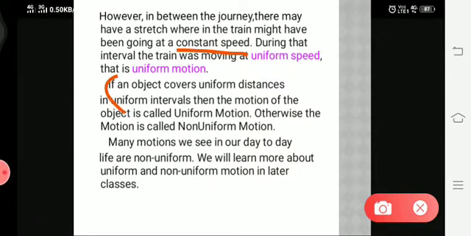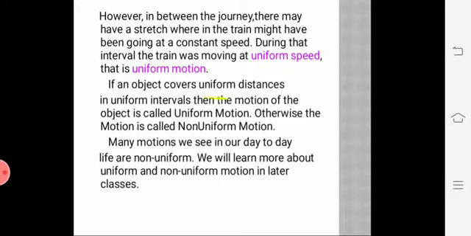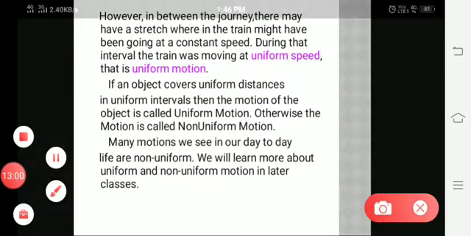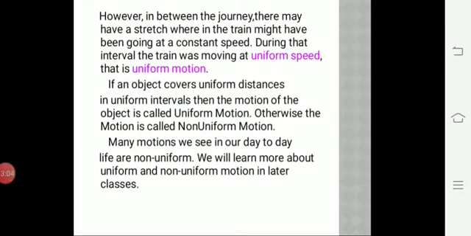So you just go through this paragraph. If an object covers uniform distances, remember these words, uniform distances, uniform interval, then the motion is said to be uniform motion. Otherwise, the motion is said to be non-uniform motion. So in our day-to-day life, many of the things we see are non-uniform. Okay, we will be learning more about uniform and non-uniform motion in the upcoming classes.